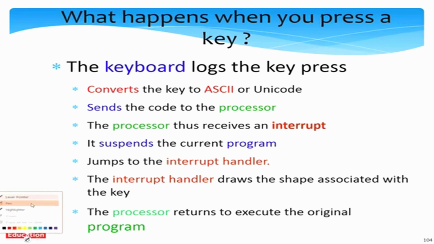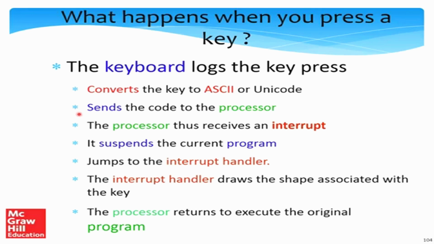The keyboard first logs the key press. Every time we press a single key, the keyboard records which key was pressed. It converts the key to its equivalent ASCII code, which is a 7-bit number, or its equivalent Unicode code, which can be a multi-byte number. It depends on the language. Then it sends the code of the key that was pressed to the processor.